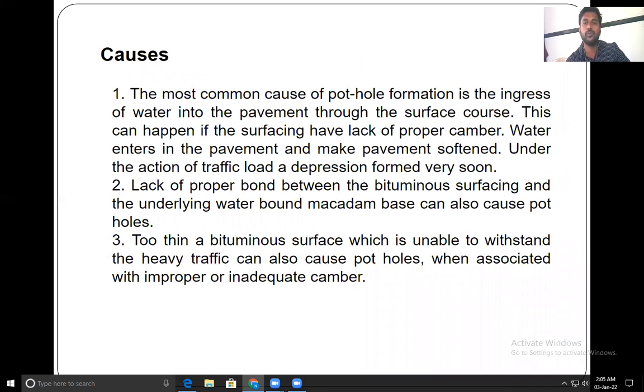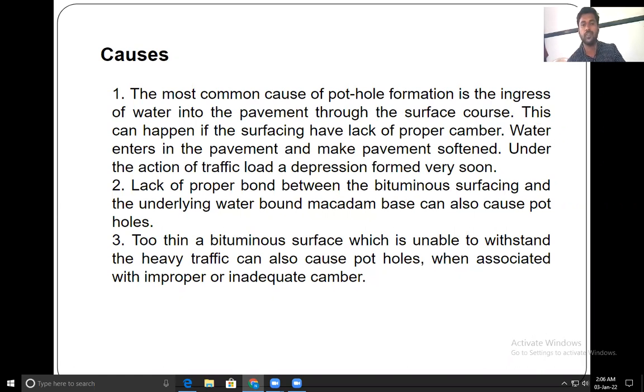So the most common cause of potholes is the ingress of water into the pavement through the surface. This is the most important parameter. You should not allow water to enter into the pavement. If water enters the pavement, it will lose the bond between the aggregates and binders, and then the pothole will form on top of it.